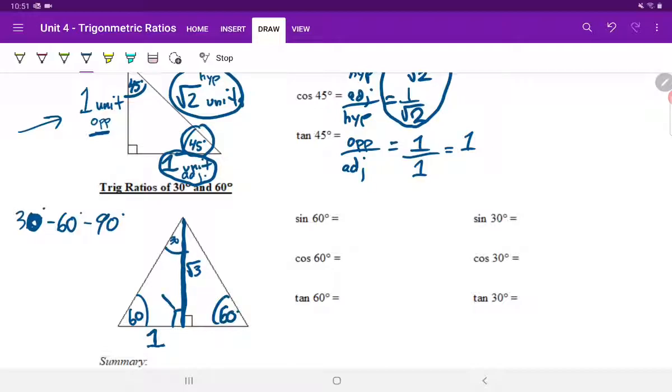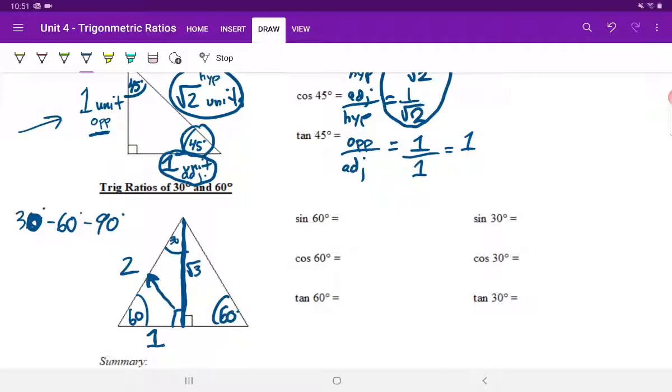Opposite of the 90 is going to be our largest side, which is 2. Now, a lot of people get confused. They're like, isn't the square root of 3 bigger than 2? It's not. Try doing square root of 3 on your calculator. It's smaller than 2. The largest side should be our hypotenuse, which is 2. And so here we have our second special triangle. All right, here's our second special triangle that you will have to memorize.